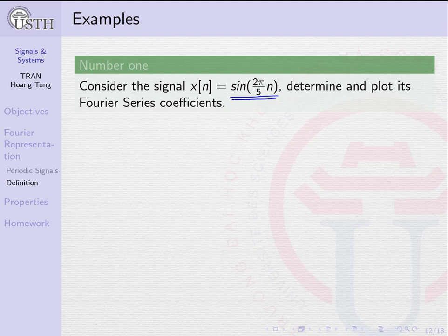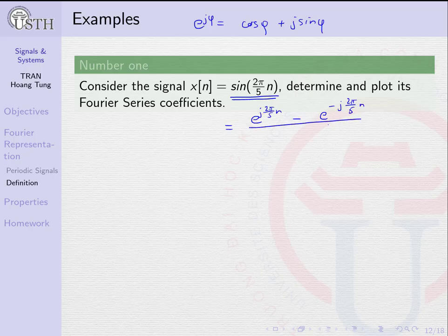Apply the Euler formula. Remember the Euler? e^(jφ) equals cosine of φ plus j sine of φ. That's the Euler formula. So in this case, x[n] is equal to (e^(j2π·n/5) minus e^(-j2π·n/5)) divided by 2j.